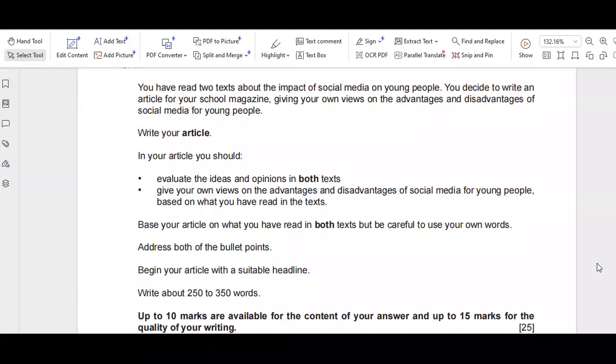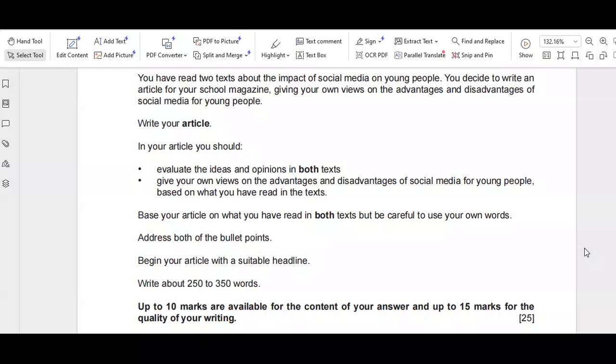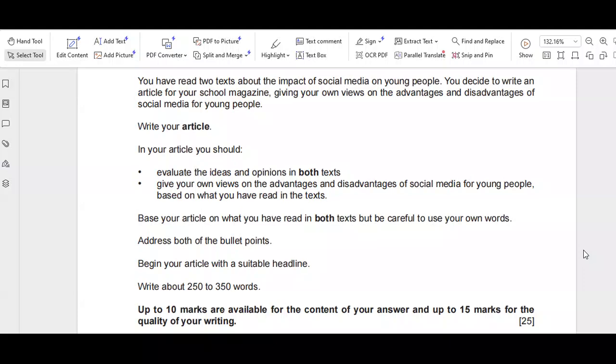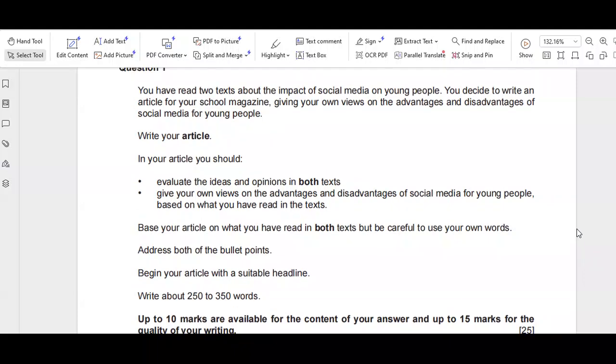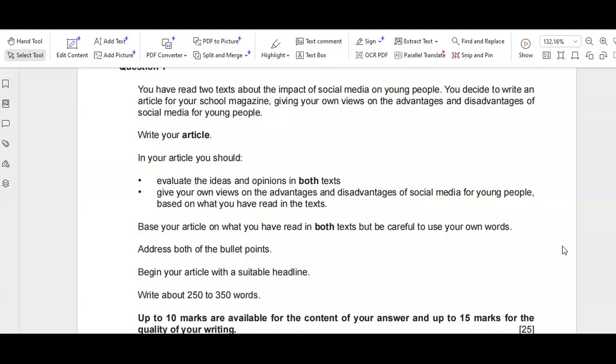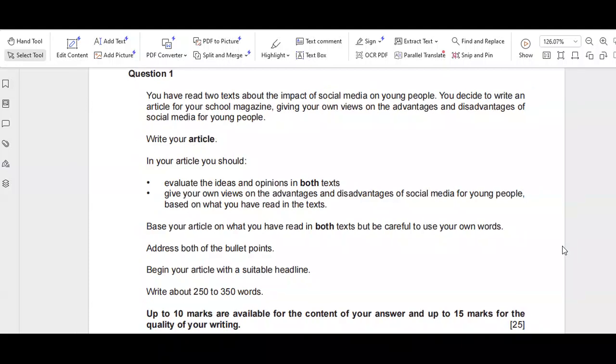Address both of the bullet points. Begin your article with a suitable headline. Write about 250 to 350 words. Up to 10 marks are available for the content of your answer, and up to 15 marks are for the quality of your writing. So, how are we going to understand the question? A few particular instructions have already been given in the question. What are they? Let's discuss one by one.